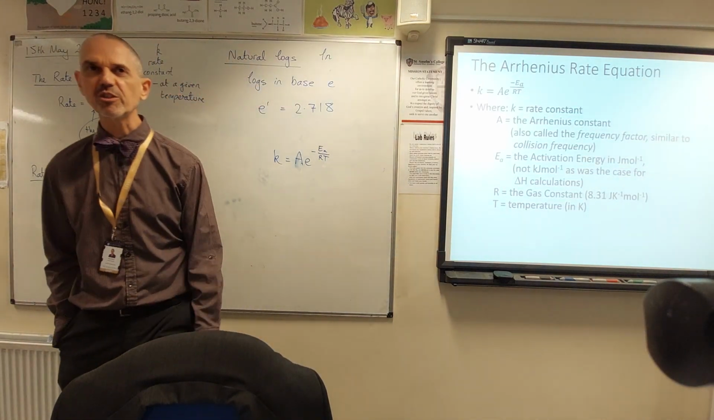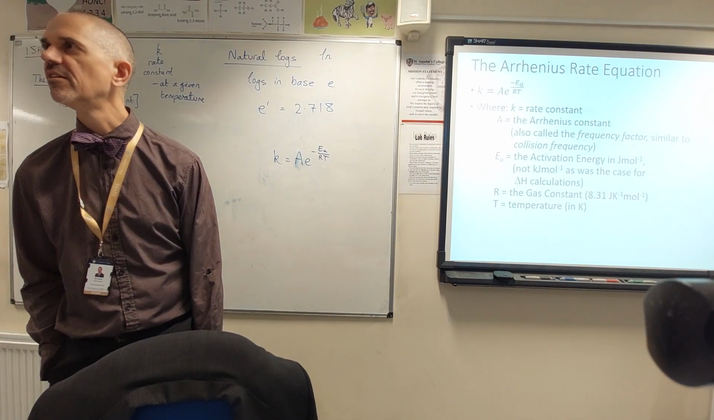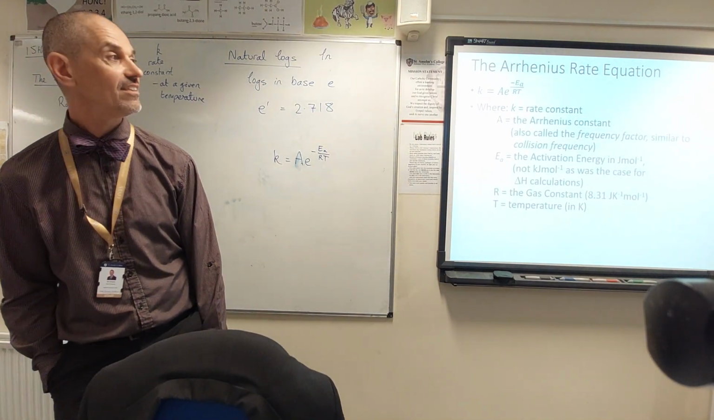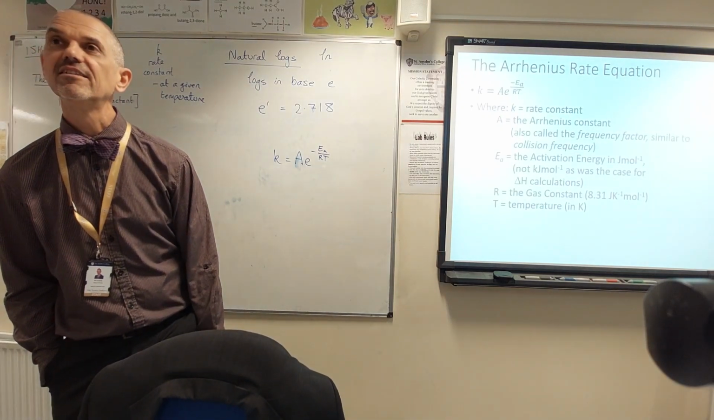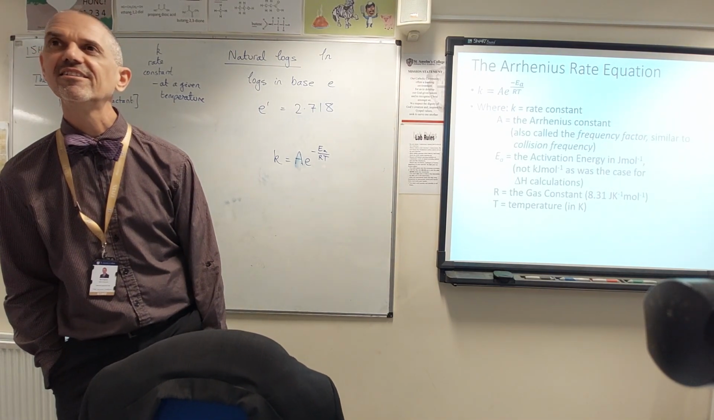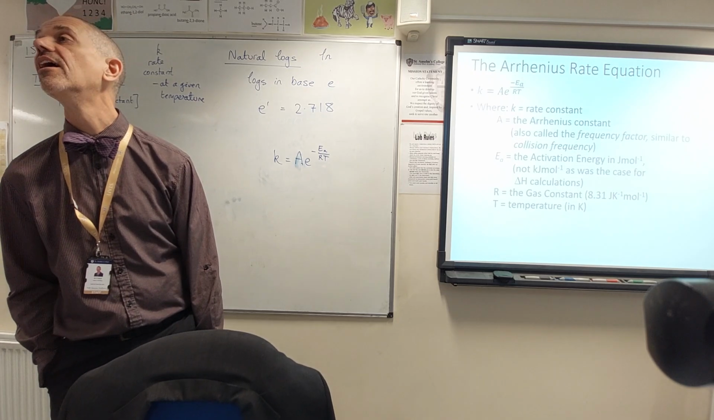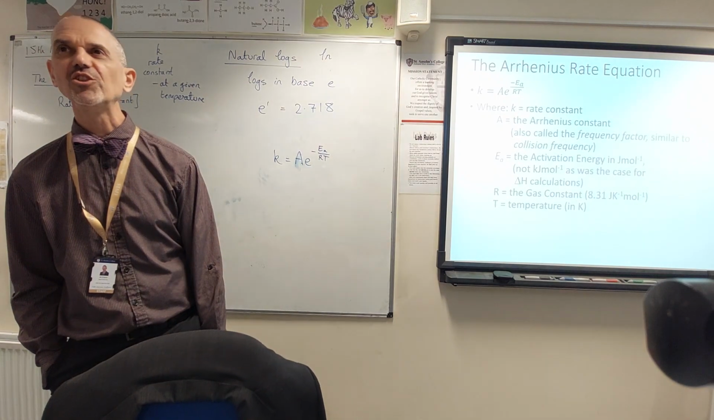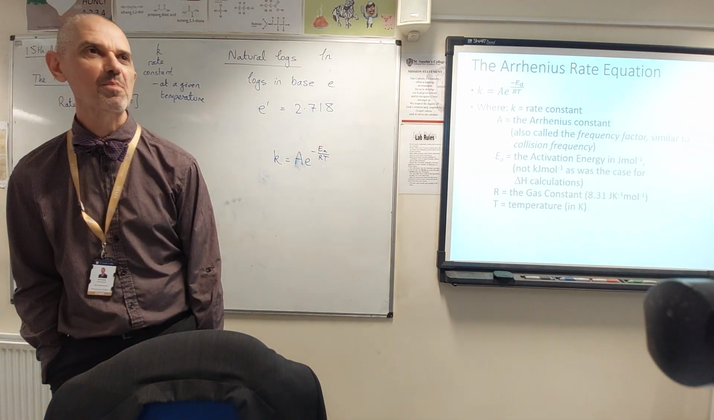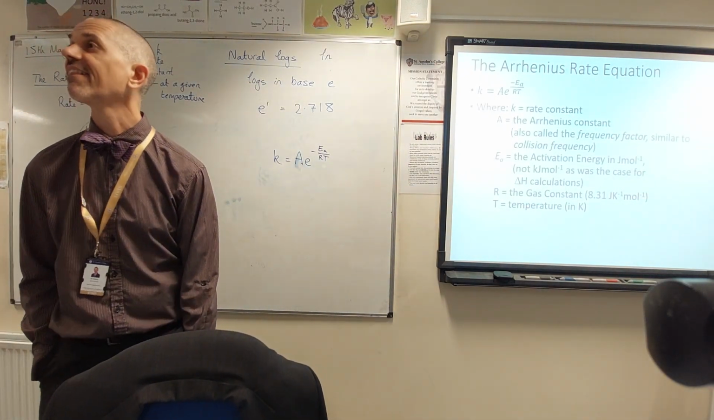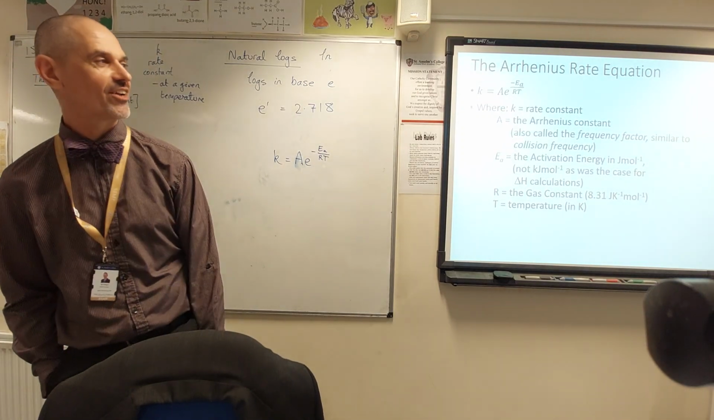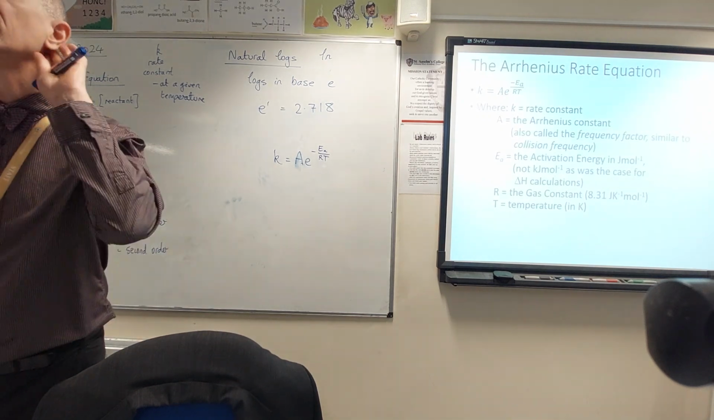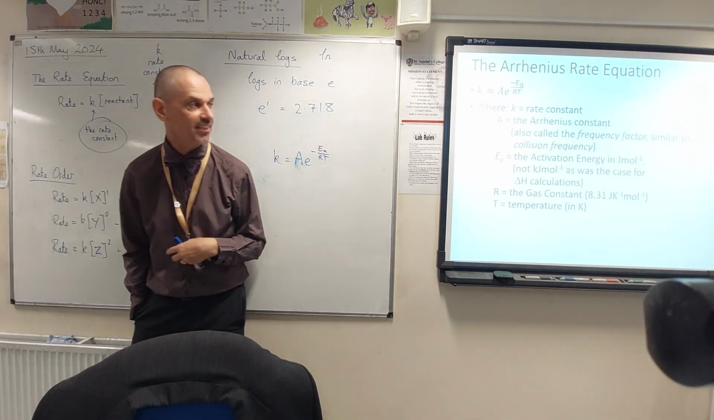All our delta H's were in kilojoules per mole. Why are we suddenly using joules per mole? What are we using here, unit-wise? Who uses joules rather than kilojoules all the time? Physics, very good. So what kind of units are we using here? Standard units, SI units, exactly right.